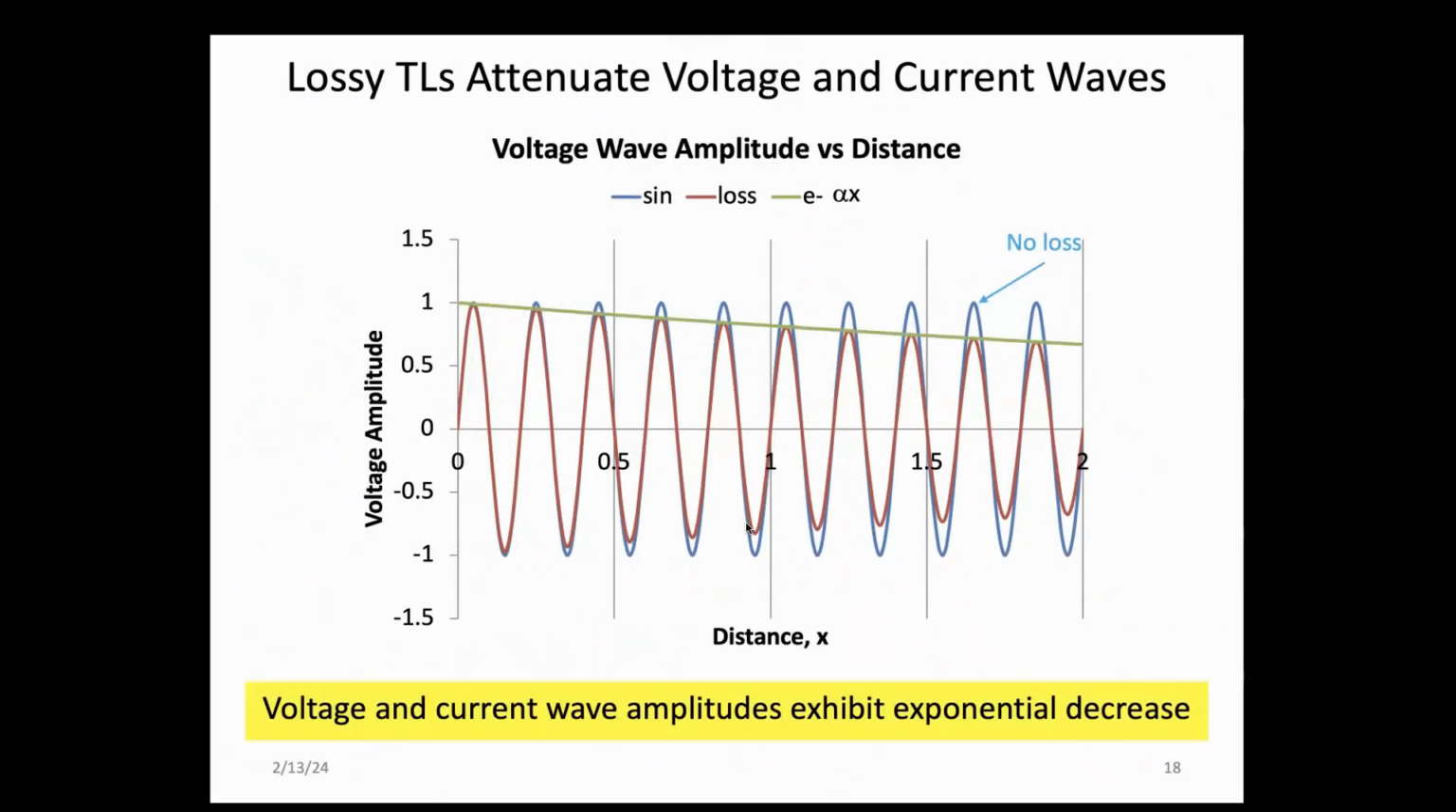Just wanted to give you an image of what the exponential decay is because of loss. You see a sine wave. When there's no loss, the amplitude stays constant. But when there is loss, then the amplitude begins to decrease, and it goes as this factor e to the minus alpha x, where alpha is that attenuation factor and x is the distance. So this is the way our traveling waves will behave on a real transmission line.